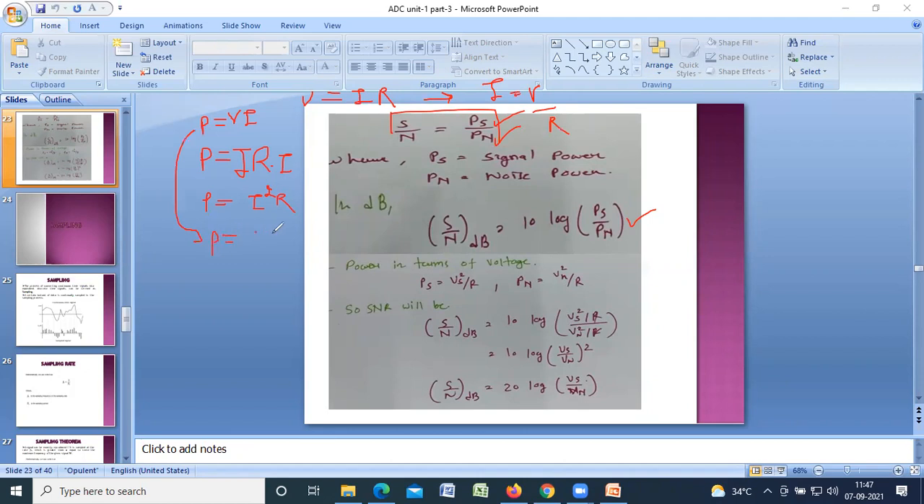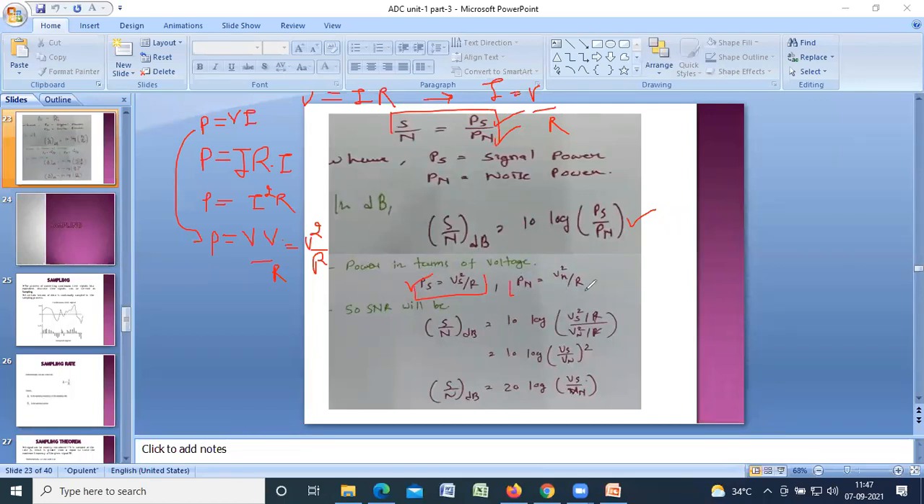That is V into I, yes students, first V as it is, put the value of current here, that is V by R, वो बन गया V square by R. Is that clear? अब सिग्नल पावर की बात करें, that is PS, तो सिग्नल पावर के केस में वोल्टेज क्या होगी? सिग्नल वोल्टेज VS square by R, that is your signal power.